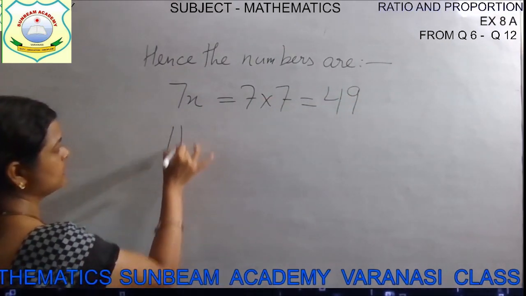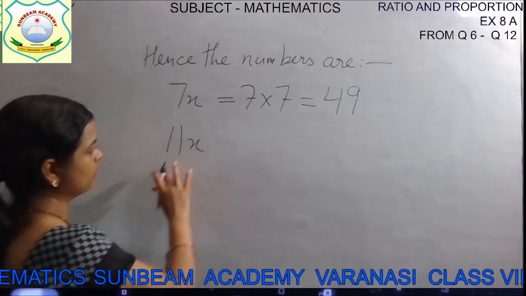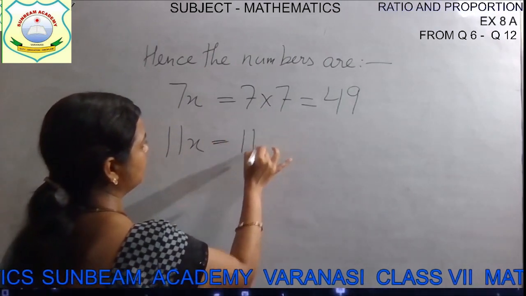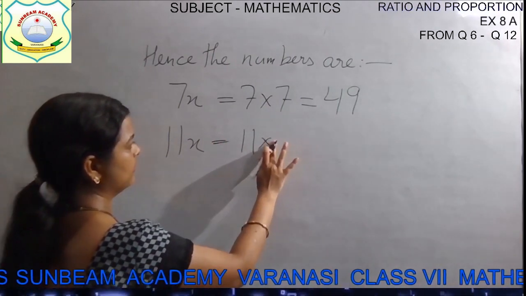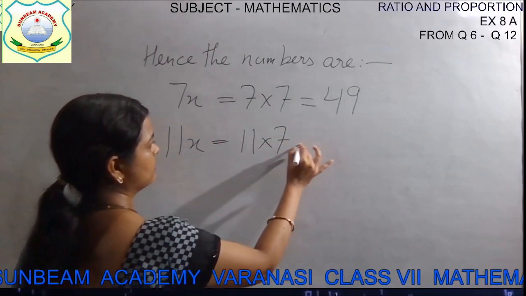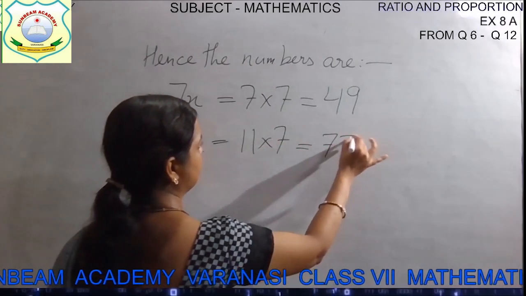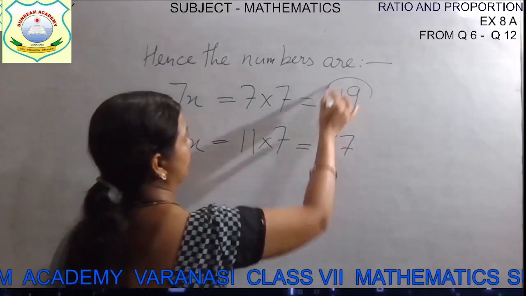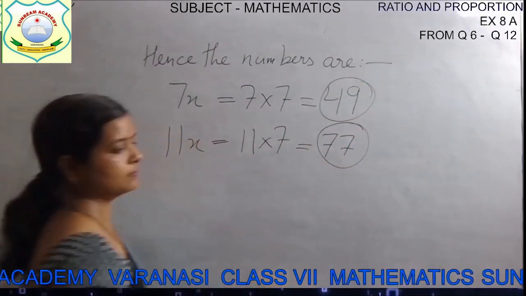And the second number is 11x. 11 into what is the value of x, children? The value of x is 7. So 11 sevens are 77. So our values are 49 and 77.